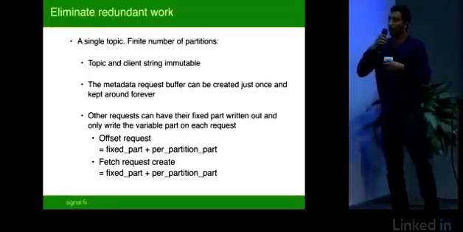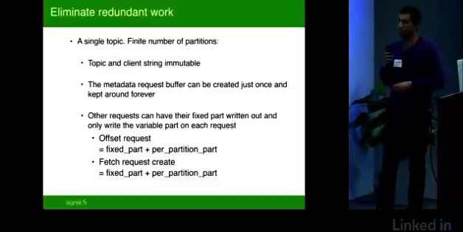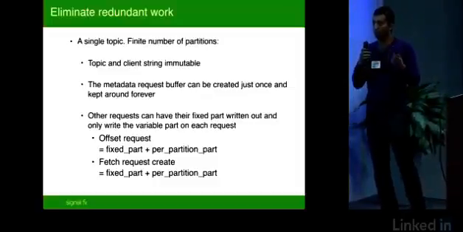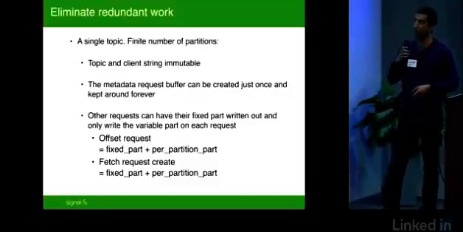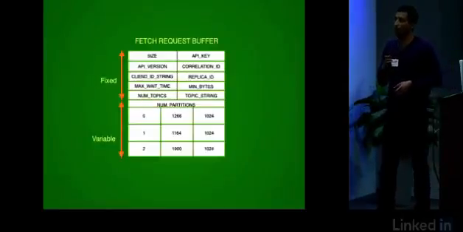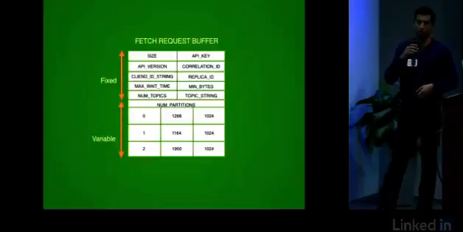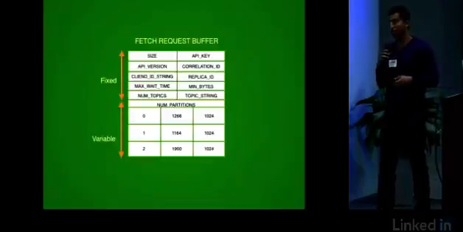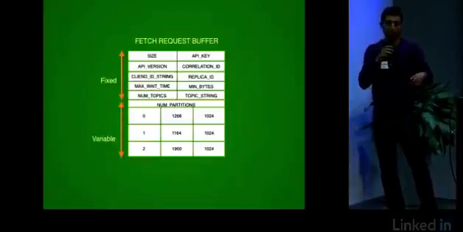Offset requests and fetch requests have a fixed part that can be written once. The per partition part has to be written again. So let's take an example. Here's a fetch request, kind of how it looks in memory. This is the Kafka protocol. So there's that fixed size part, and the size of a fetch request buffer actually completely depends on the number of partitions. So as long as the number of partitions assigned to you has not increased since the last, say, poll call, you can actually keep reusing the same buffer.